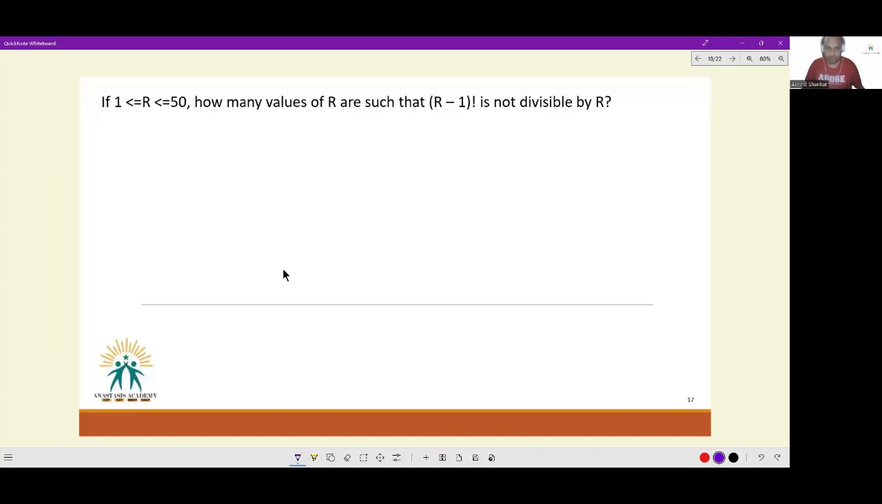Okay. This question now. If R is greater than or equal to 1 and less than or equal to 50, how many values of R are such that (R minus 1) factorial is not divisible by R? Okay.